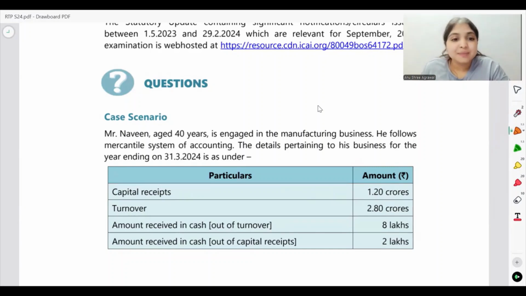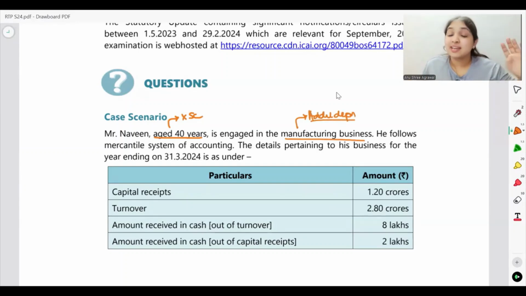Look at this now. Mr. Naveen, aged 40 years. So at this stage, what can we conclude? That he is not a senior citizen. Okay. Then the question says he is engaged in manufacturing business. In your syllabus, if assessee is into manufacturing business, only one extra point, and that is additional depreciation.